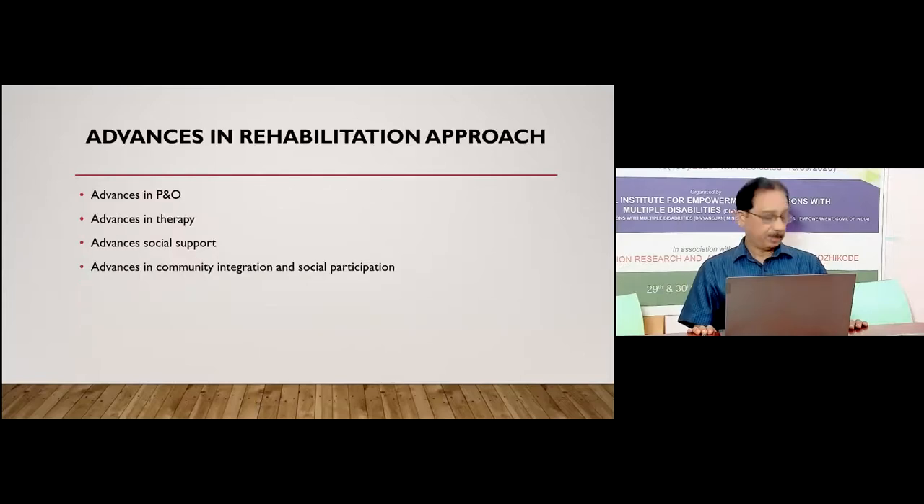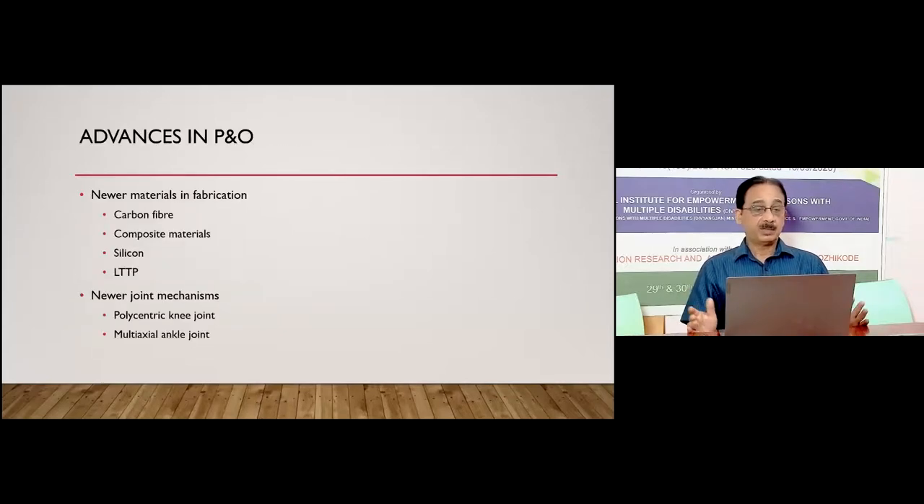Then, coming to the last part of my talk, advances in rehabilitation approach. So, there may be advances in prosthetics and orthotics, advances in therapeutic procedures, advances in social support, and advances in community integration, social participation. So, what are the advances in prosthetics and orthosis? Yesterday, our engineer Srikumar was talking about the recent trends in prosthetics and orthotics, and he has discussed the major improvements, so I am not going into the details of those things.